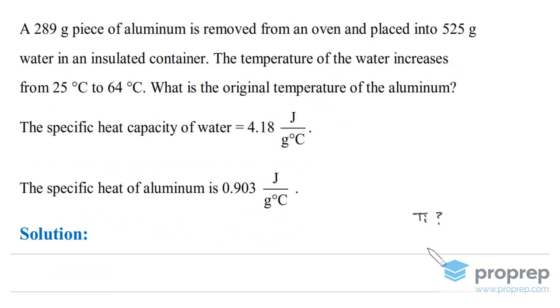Now for this case, we're going to use the equation Q equals m s delta T. Q is the quantity of heat, m is the mass of the substance, s is the specific heat of the substance, and delta T is the T final minus T initial.